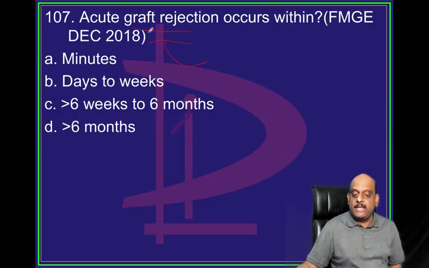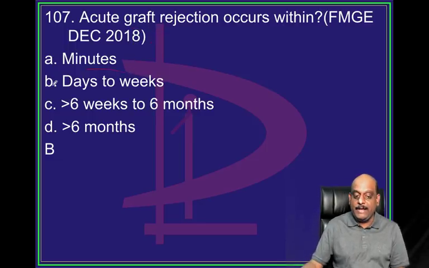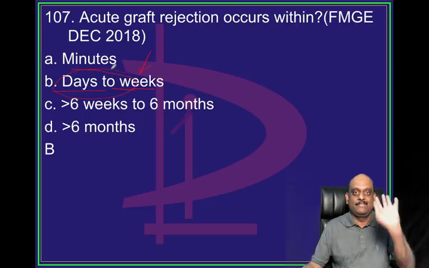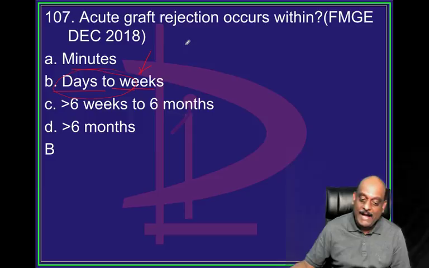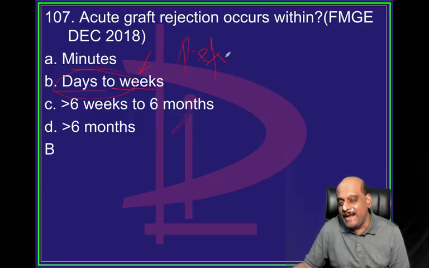Acute graft rejection means marriage within days to weeks only, then divorce. What is hyperacute? Hyperacute occurs because of preformed antibodies.